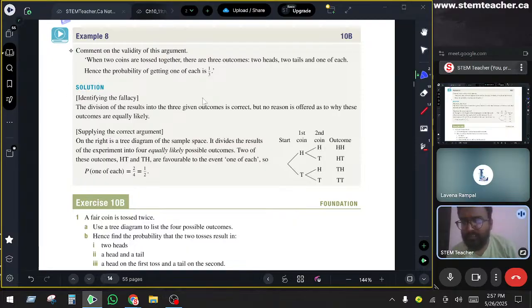Can you read this question itself? Comment on the validity of this argument. When two coins are tossed together, there are three outcomes: two heads, two tails. When two coins are tossed together, is it possible to get three outcomes?